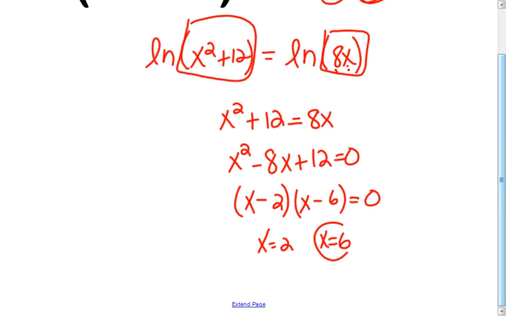Okay, so plug them in and check them. They both work in this case. Sometimes they won't both work.